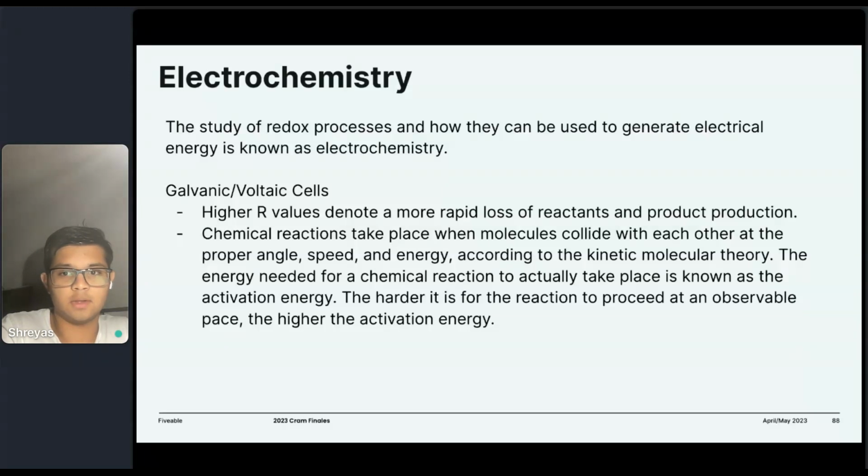Our next topic is electrochemistry. Electrochemistry is the study of redox processes and how they can be used to generate electrical energy. First we're going to talk about galvanic, or voltaic, cells. A galvanic cell is when energy released by spontaneous redox reactions is converted into electrical energy.